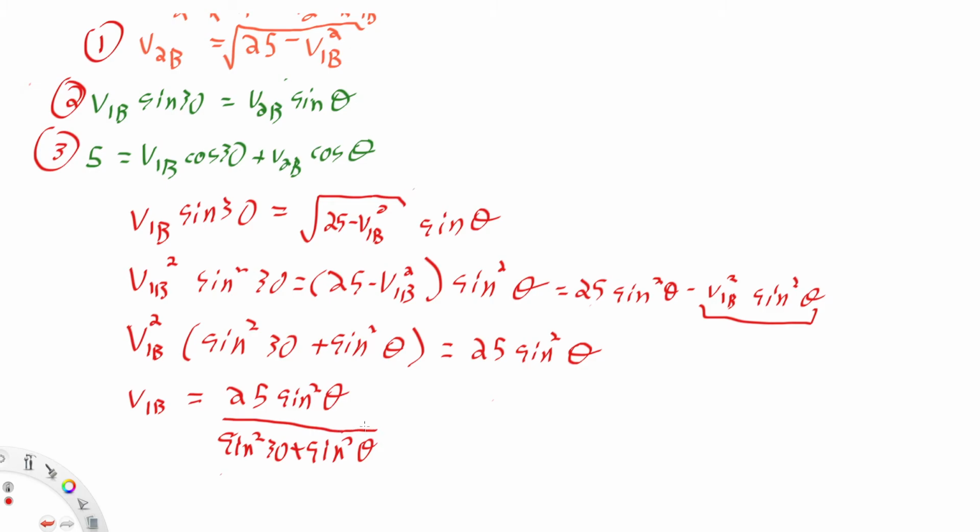Okay, so messy but still doable. What do we do next? Who has an idea? We can plug that into the first equation, get v2b. We could get v2b in terms of sine theta.